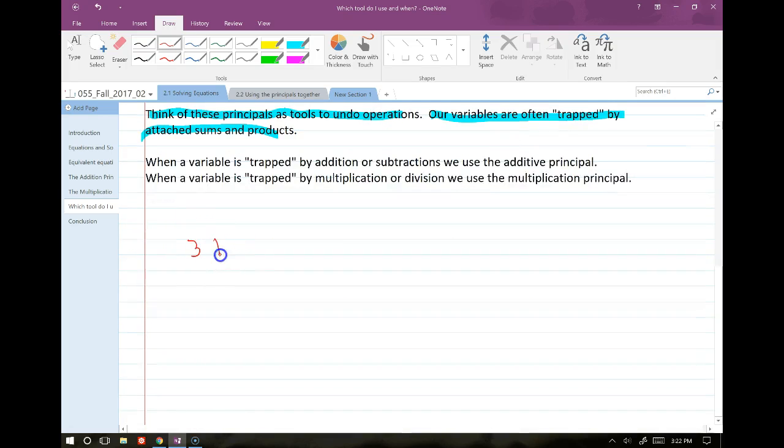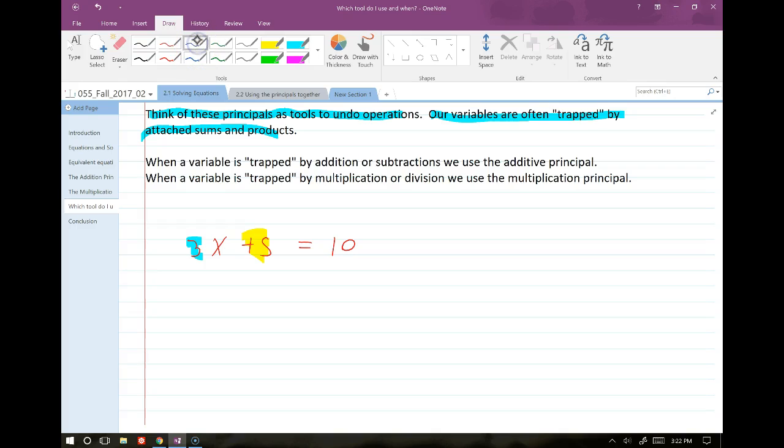So suppose we have 3x plus 5 equals 10, right? We have this mixed example where we have a coefficient on the x, but we also have something added to the x. We do addition first, right? That's just kind of the general rule. We subtract 5 from both sides before we divide by 3.